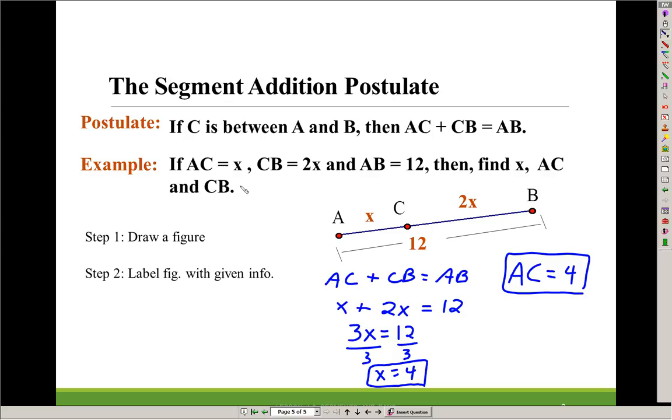And it wants the measure of segment CB. Well, the measure of segment CB is 2x. So the measure of segment CB is 2 times the x, which is 2 times 4, and that's 8. So look at the information they give you, draw it, label the parts, each part, and then do your extension lines here to do the whole thing. Part plus part equals whole thing. Substitute the values in, solve, and then find all the pieces that they ask for.